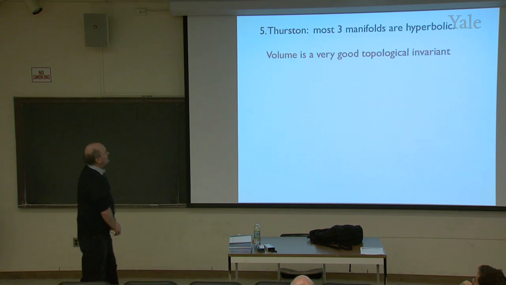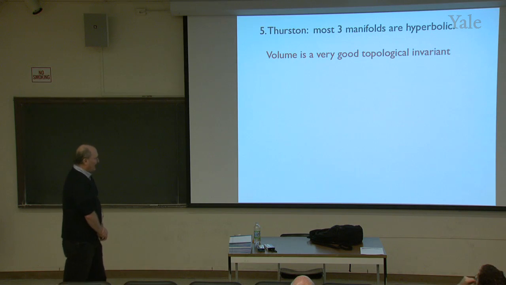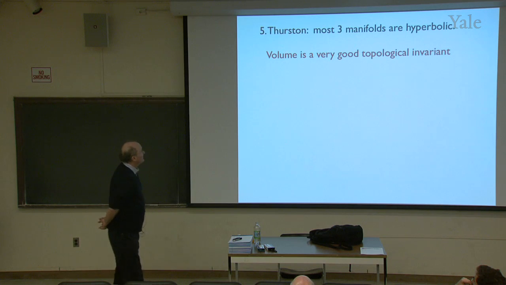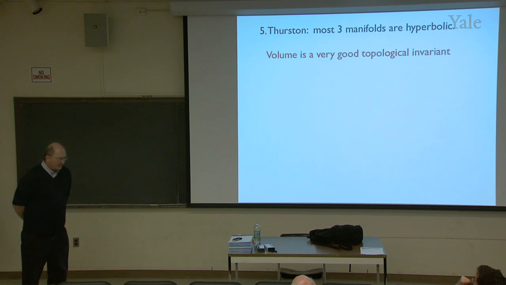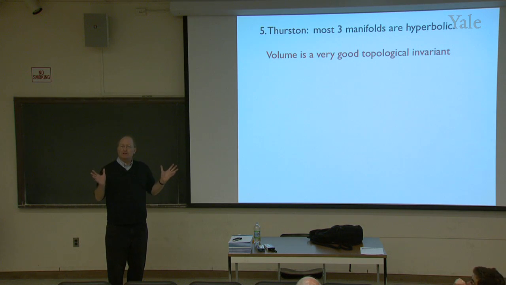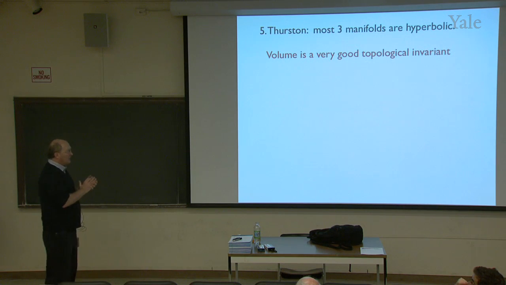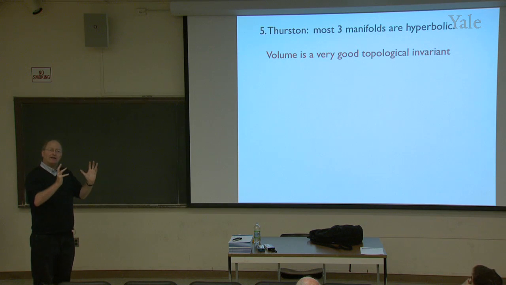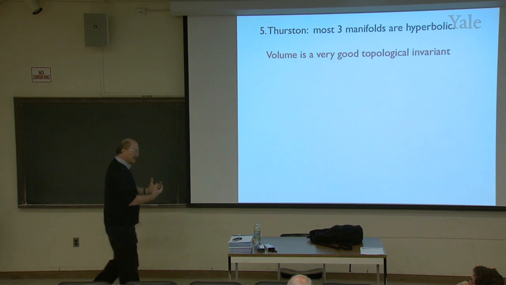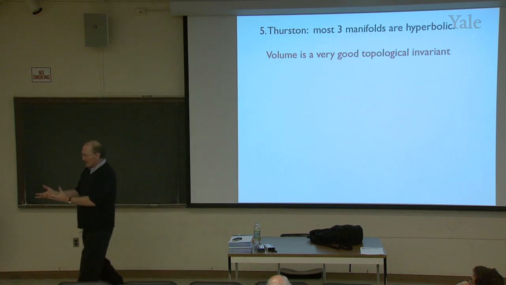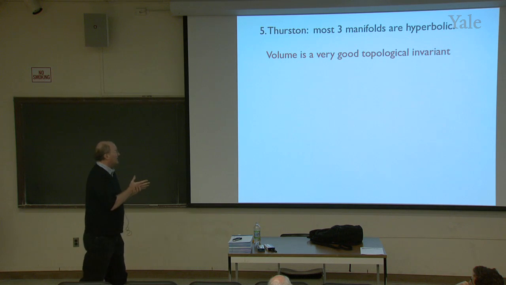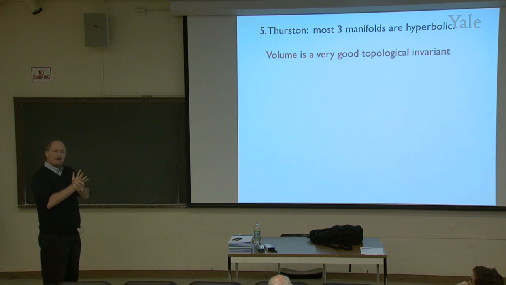Well, as long as I'm mentioning Thurston, I can't say Mostow rigidity without mentioning Thurston, at least in the case of dimension 3, because what Thurston showed is that most 3-manifolds are hyperbolic. That is, most 3-manifolds do carry a metric of constant negative curvature. So we have existence, and then we have uniqueness by Mostow. That's a very rigid situation, and it means, for example, that volume is a very good topological invariant.